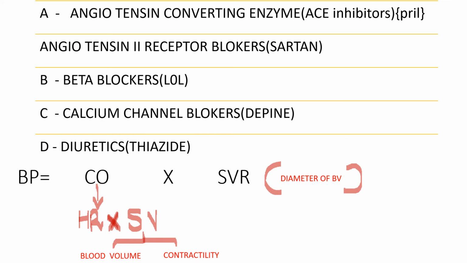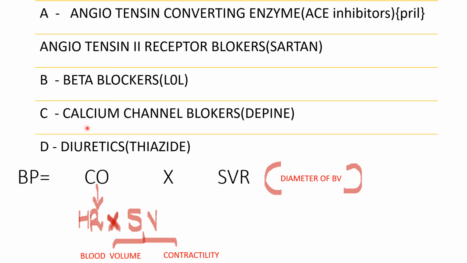So next one is calcium channel blockers. What is the role of calcium here? Calcium helps the heart and the arteries to squeeze more strongly. That means it helps in the contractility of the heart, so the heart can push more blood. That's how it increases the BP.